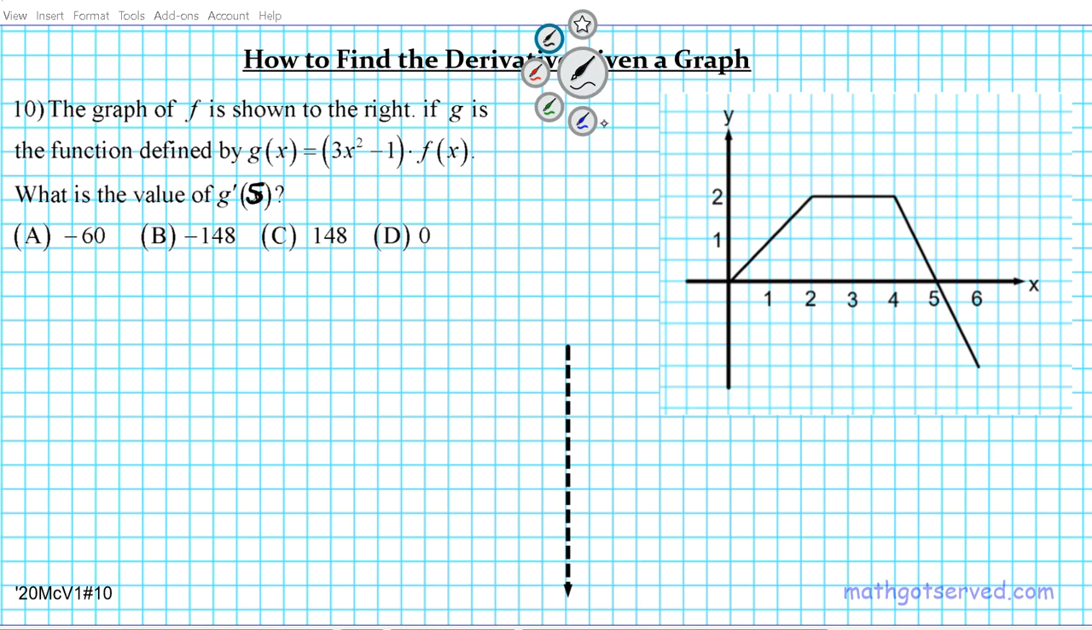Alrighty, let's take a look at question number 10. In question 10, you're going to be looking at how to find the derivative given a graph. Basically looking at the derivative at a point, or the slope of a tangent line at a point, given the graph of the function.